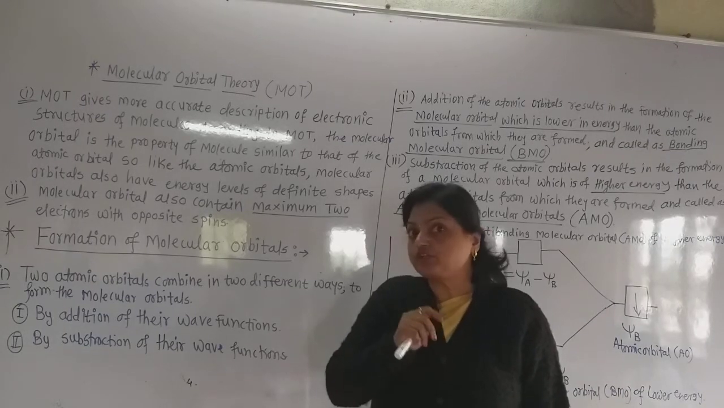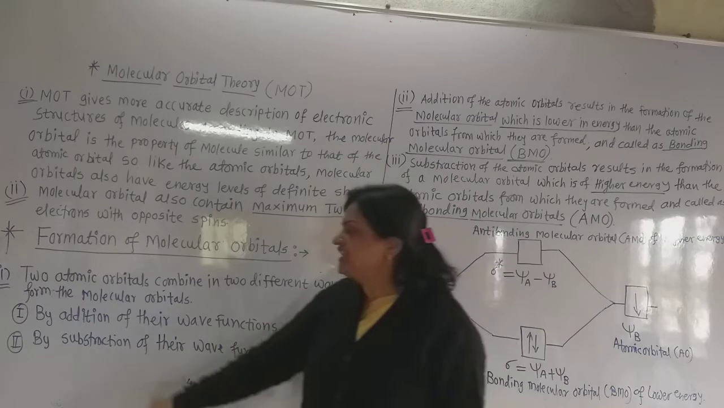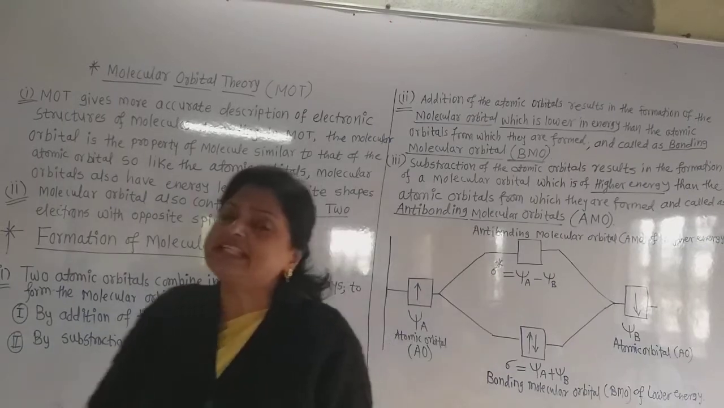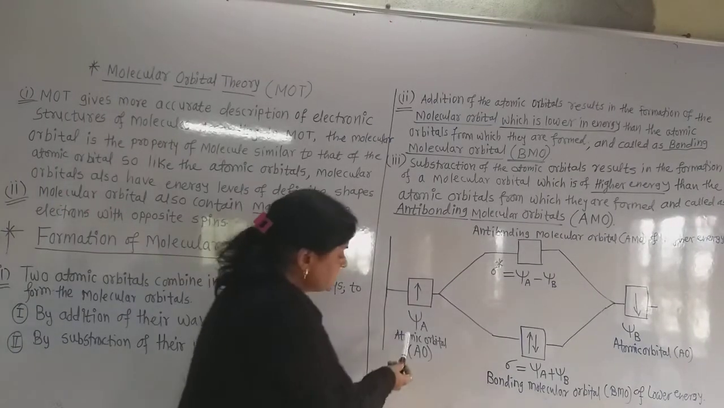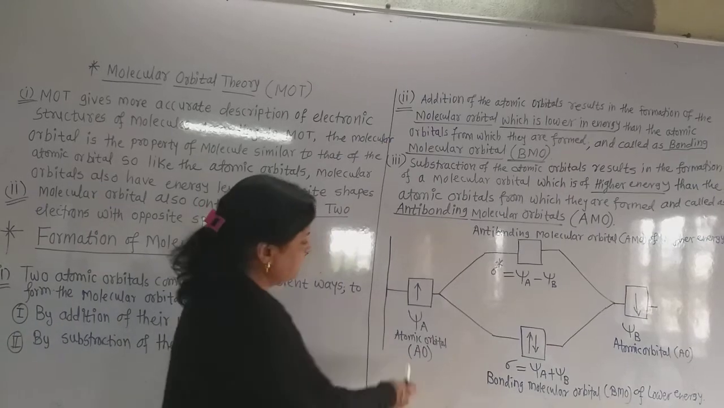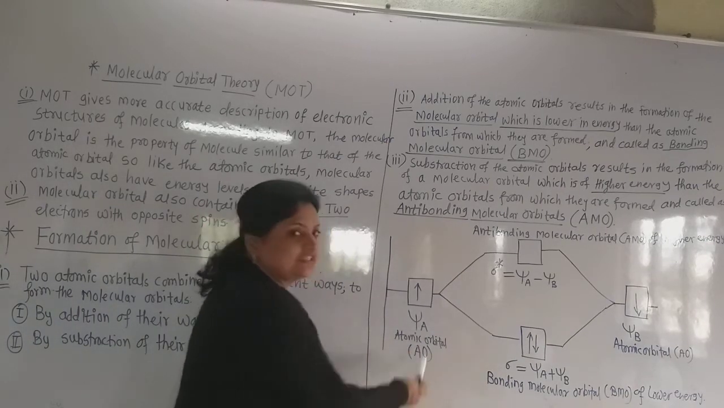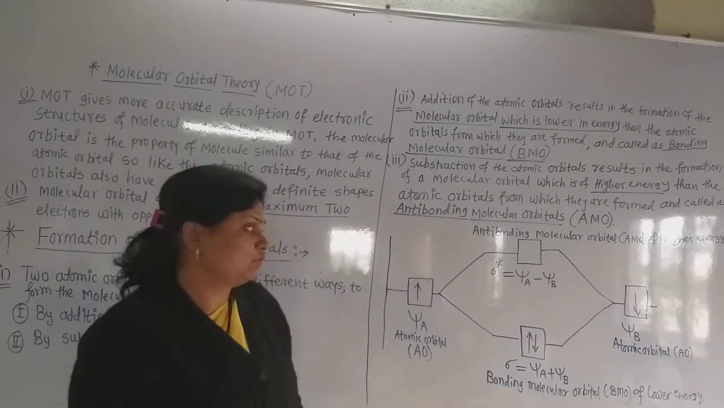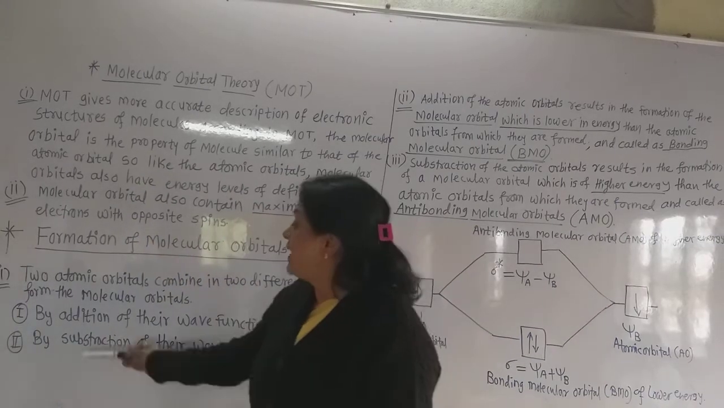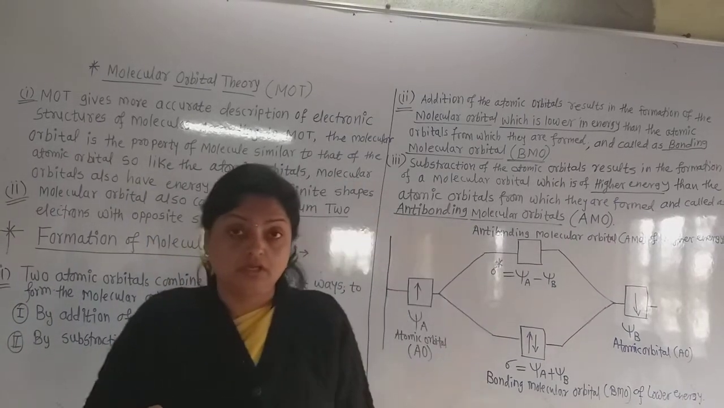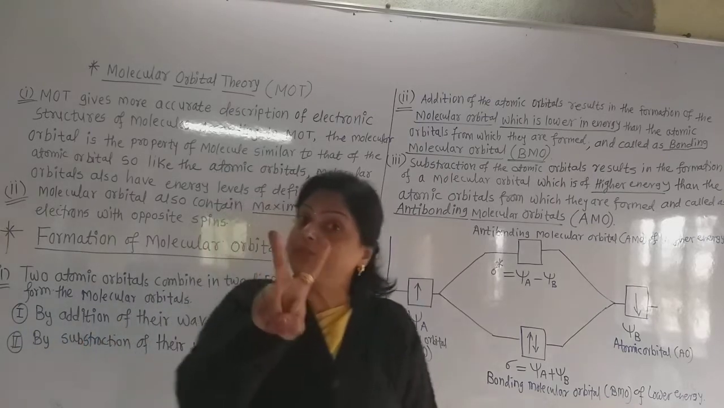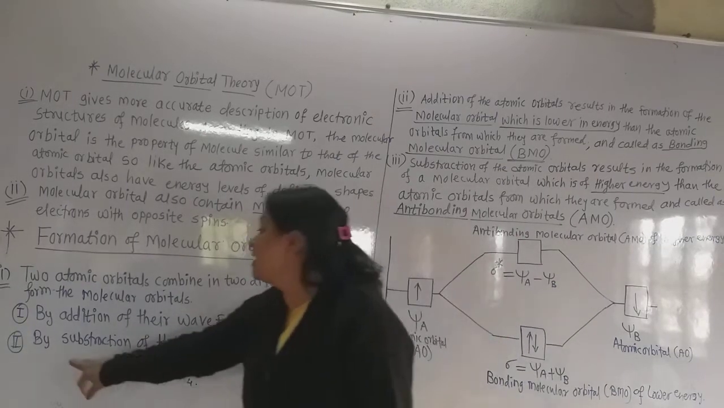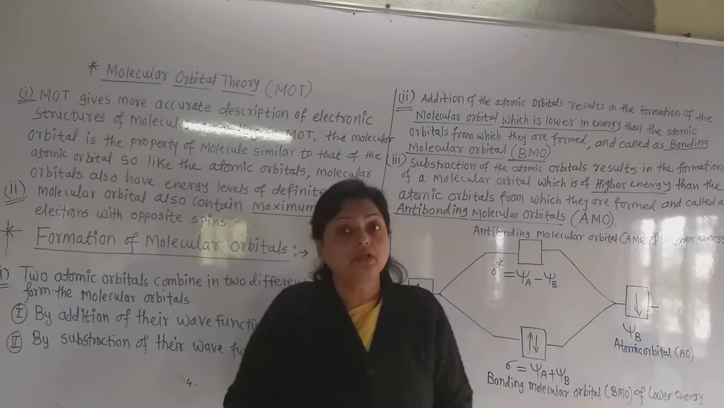Which are the 2 types of combination? The first is by addition of their wave functions. These wave functions are denoted by the symbol psi. Psi A, suppose A is one atom, and psi B is the other atom B. So molecular orbitals are formed in 2 different ways: the first is by addition of their wave functions, and the second is by subtraction of their wave functions.